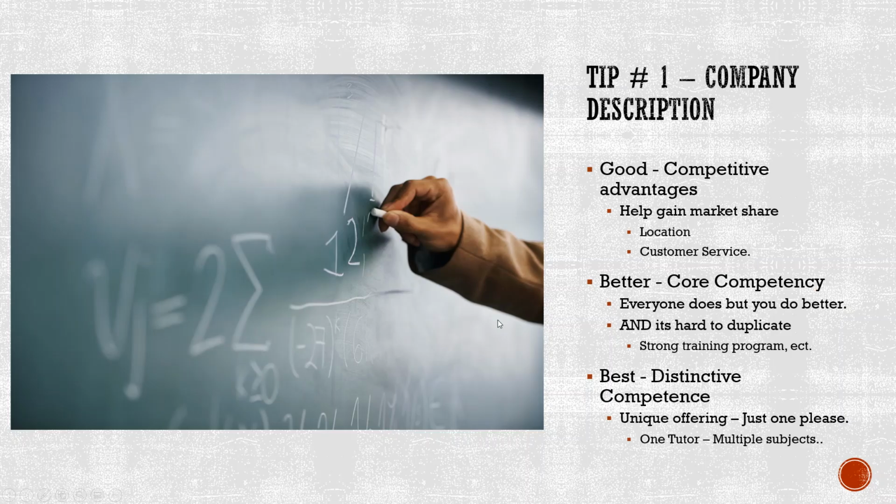All right, so tips and tricks for your tutoring company business plan. First thing is going to be in your company description. A lot of companies do a really good job writing up their competitive advantages. They're able to identify what they do good, what's going to help them gain market share, and they do a real good job including that in the business plan. Now, yes, competitive advantages are fantastic, and a competitive advantage is anything that your organization is going to do to help you gain market share.